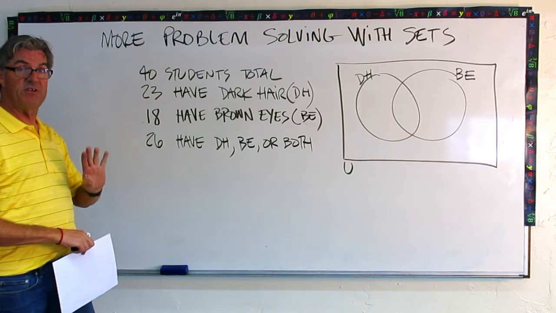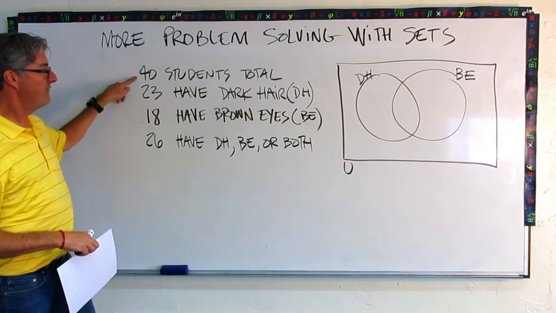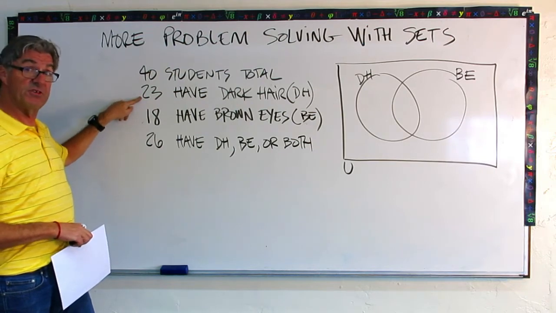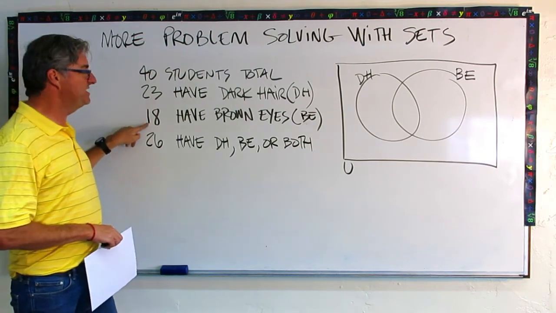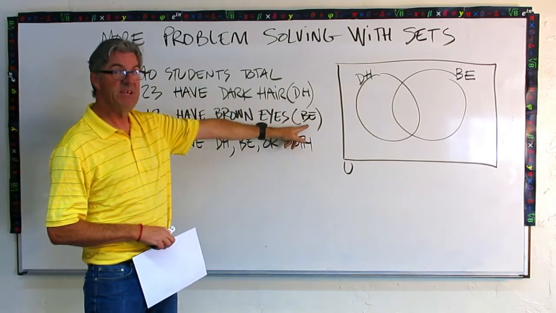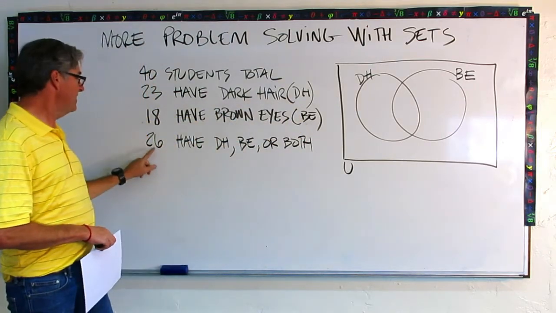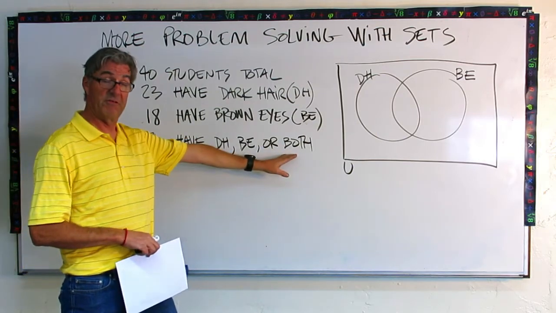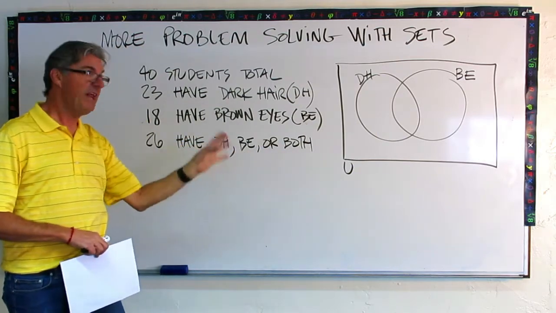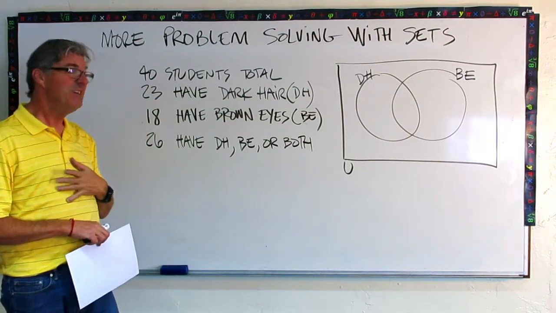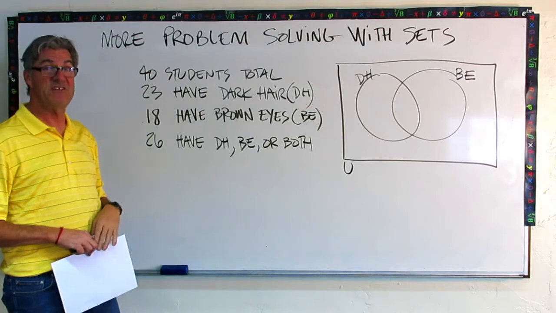So this situation is a class. We've got 40 students total. Now we have 23 of those students have dark hair, 18 of those students have brown eyes. I've abbreviated DH for dark hair, BE for brown eyes. And then finally, 26 have dark hair, brown eyes, or both. Okay? So ultimately, we're going to answer some questions about this situation. But to do that, we're going to need to populate our Venn diagram.